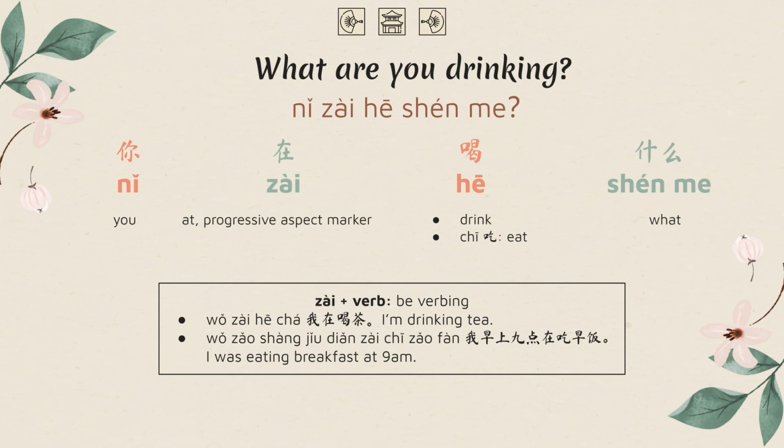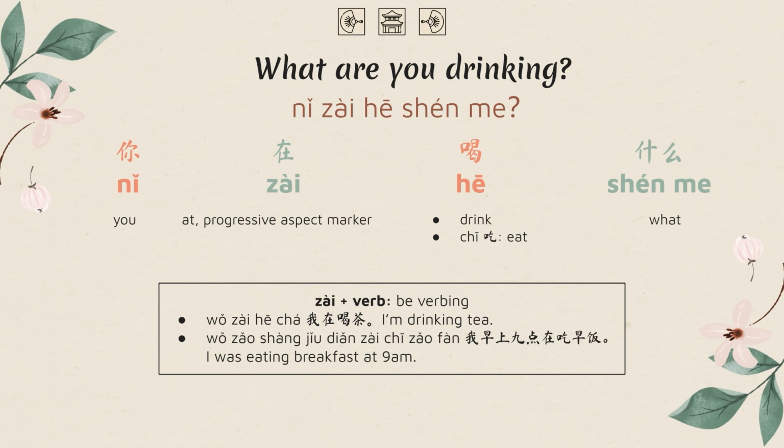For example, 我早上九点在吃早饭。早上九点 means 9 o'clock in the morning. 吃早饭 means to eat breakfast. And that was in the past. So 在吃早饭 means was eating breakfast. So 在 plus verb means the verb is happening or was happening.